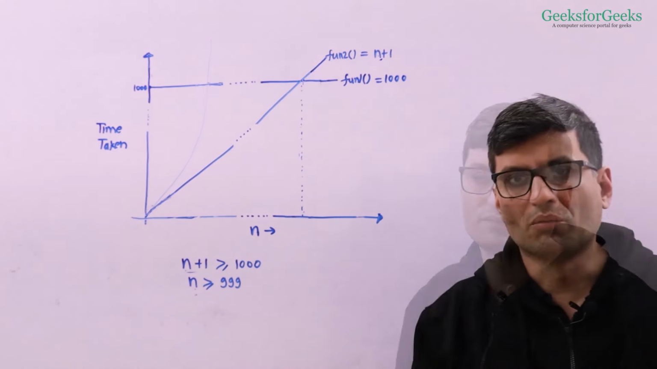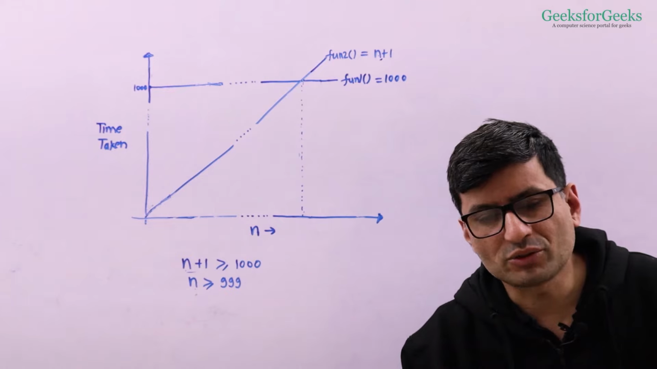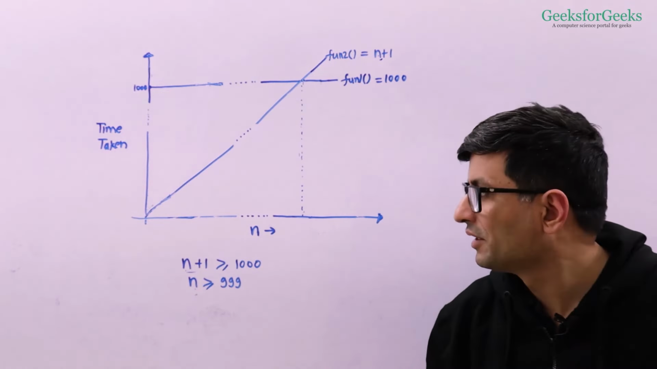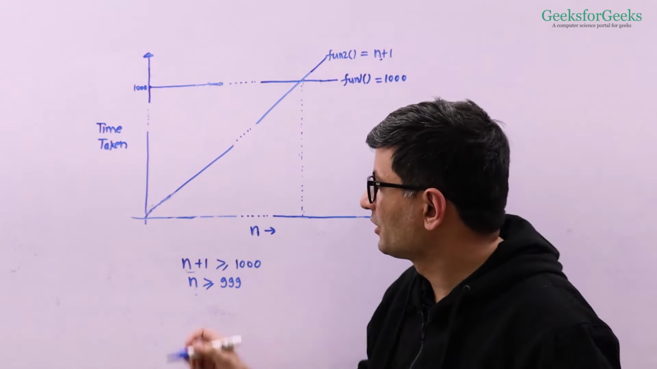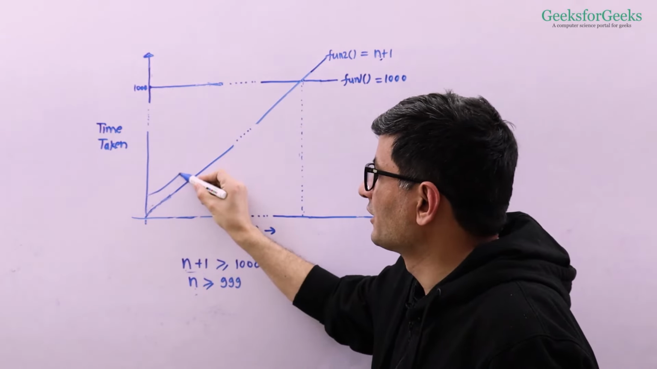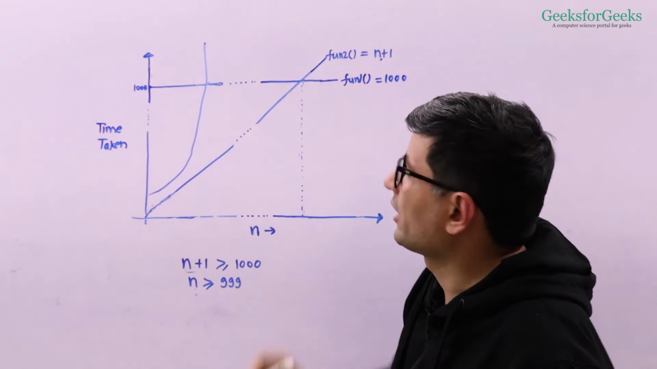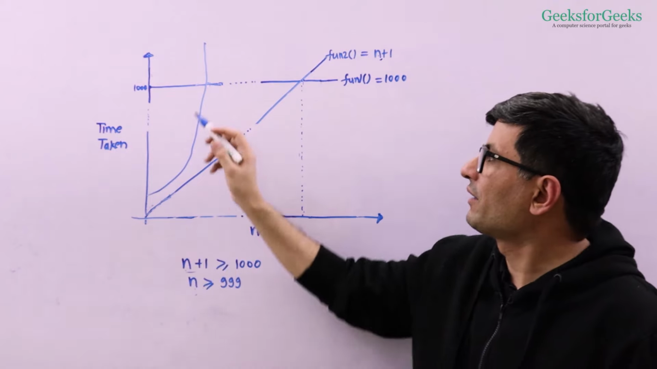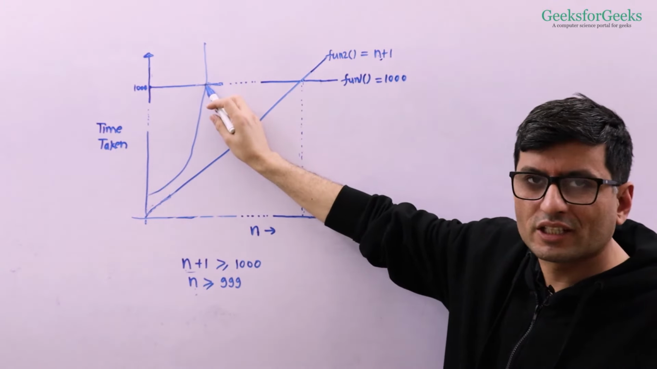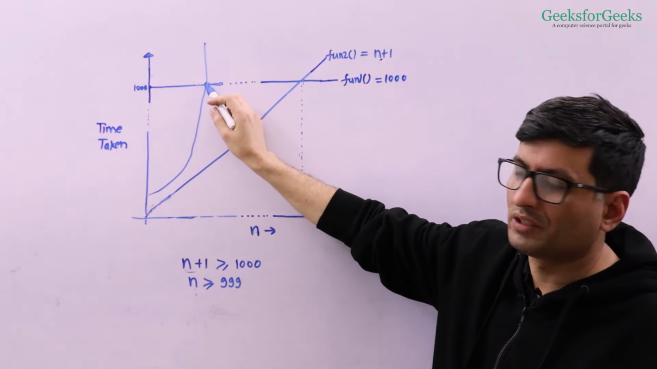Fun3 is a quadratic function. So it's going to have a graph like this, right? A quadratic growing graph. And you can notice that after a certain point, fun3 is taking more time than fun1.